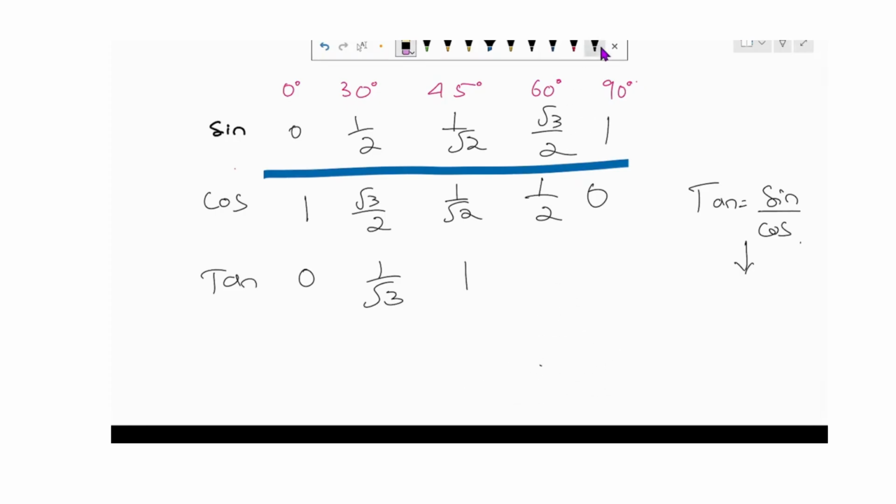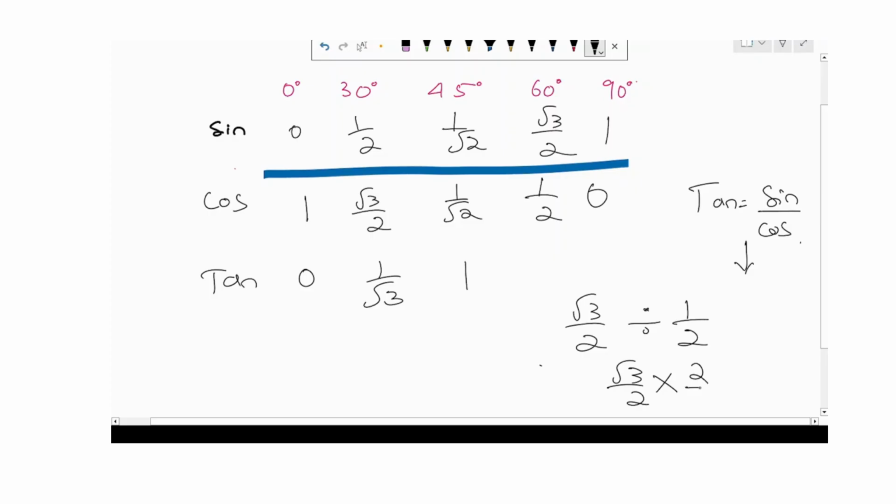Next you get tan 60 degree. Tan 60 is root 3 by 2 divided by 1 by 2. So root 3 by 2, division becomes multiplication and reciprocate the value. 2 and 2 get cancelled, root 3. Okay, next tan 90. Tan 90 is 1 divided by 0. Anything divided by 0 is undefined. You cannot define the value.